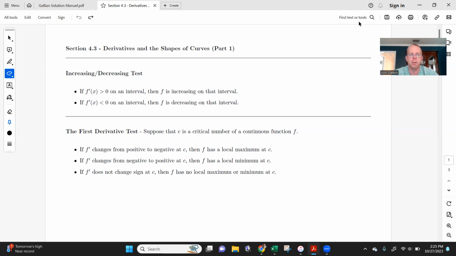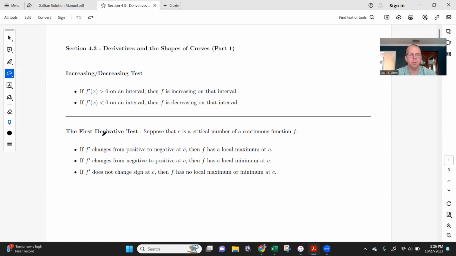So the first thing we have is called the increasing decreasing test. And you probably already know this. You should know this. If f prime is positive on an interval, then f is increasing on the interval, and that should make sense because f prime, the derivative, is just talking about the slope. So if the slope is positive, the graph is increasing. That, of course, makes sense. And if f prime is negative, sorry, the slope is negative, then the graph is decreasing. So hopefully you know that. That should be fairly obvious.